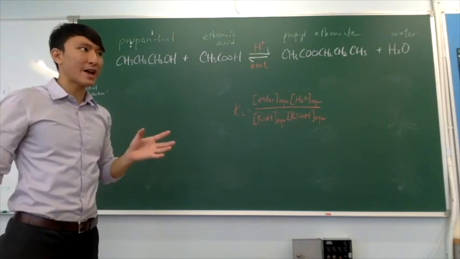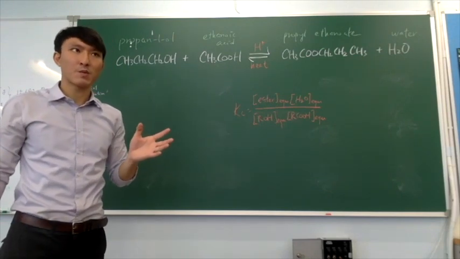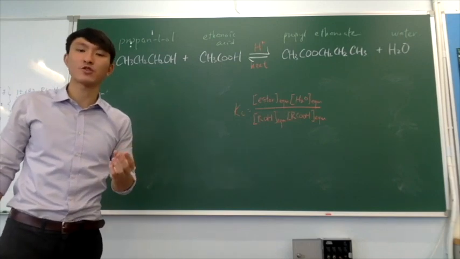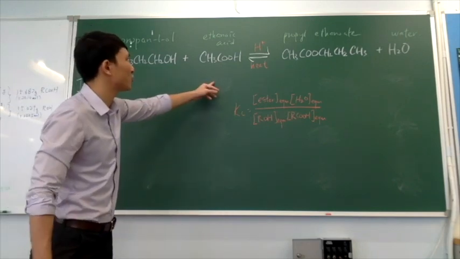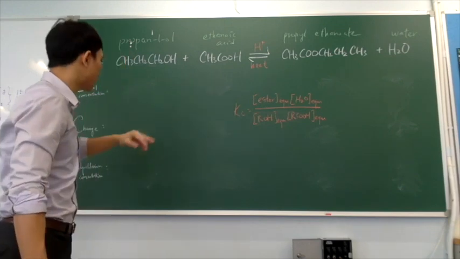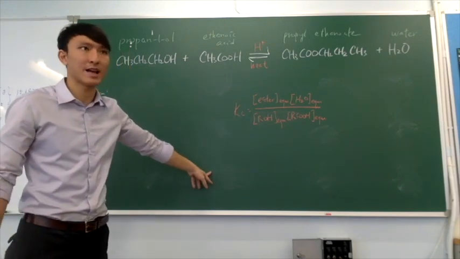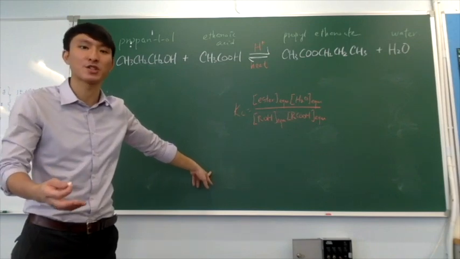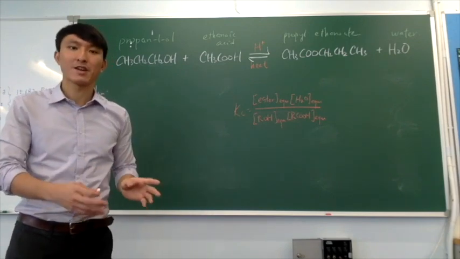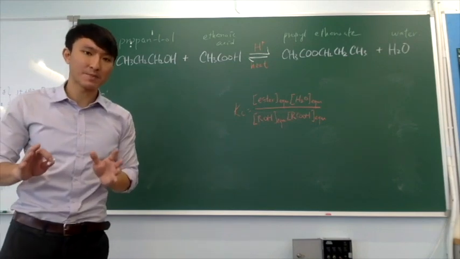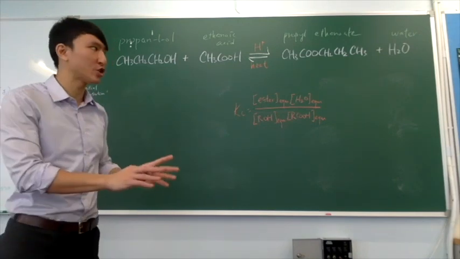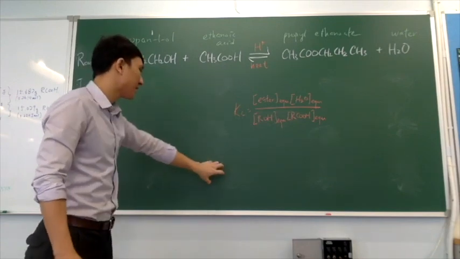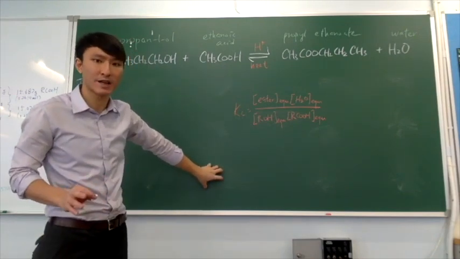Now, in fact, in our experiment, we will perform 3 titrations in total. The purpose of the 3 titrations is to find out the initial concentration of ethanoic acid as well as the concentration of ethanoic acid at the equilibrium. But why do we need to have 3 titrations? I will explain it later. But all you have to know is, in our experiments, we are able to use titration to find out the initial concentration of ethanoic acid as well as the equilibrium concentration of ethanoic acid.